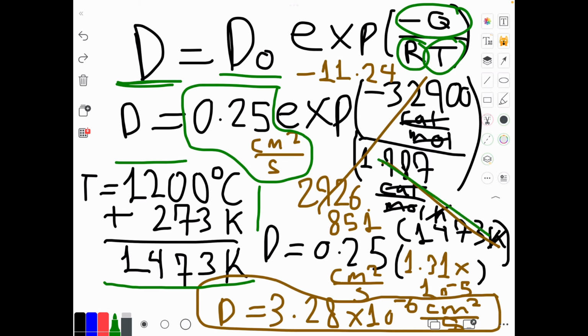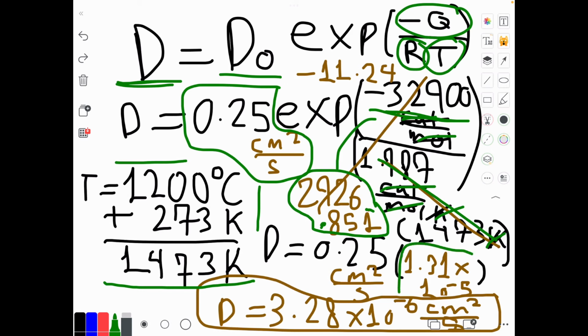Now when I multiply these two together, I get 2926.851. That's the value I'm getting. And then when I divide the activation energy by this value, I get negative 11.24. When I take e to the power of that value, I get 1.31 times 10 to negative 5. And remember, because we have calories per mole over calories per mole times Kelvin and Kelvin here, all of these units cancel each other out. So all you have is a unitless value.